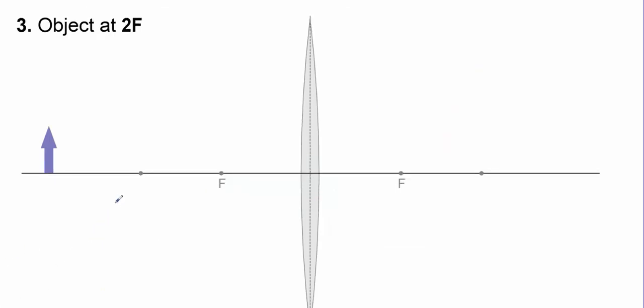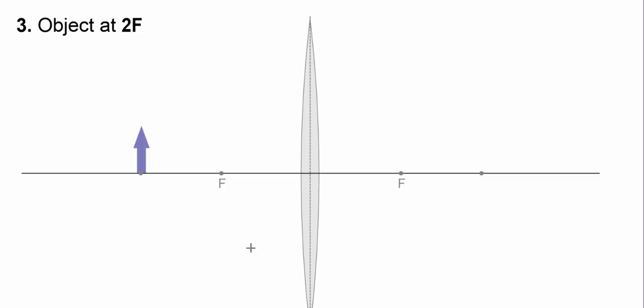All right, let's look at case 3. The situation in which we're now taking the object and we are going to place it at 2f. So again, pattern: really far away, image at f. Get closer to 2f, image between f and 2f. Get on 2f, where do you think the image will be? Think about the pattern. Where will it be?